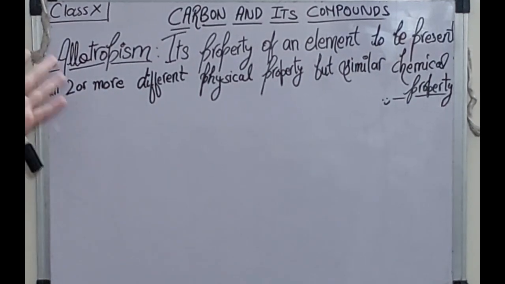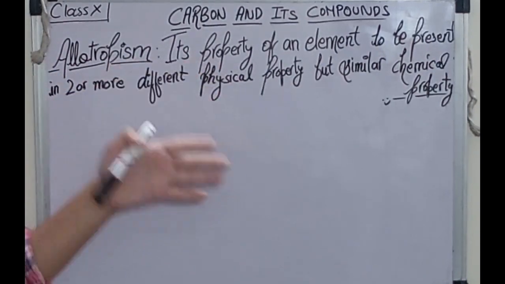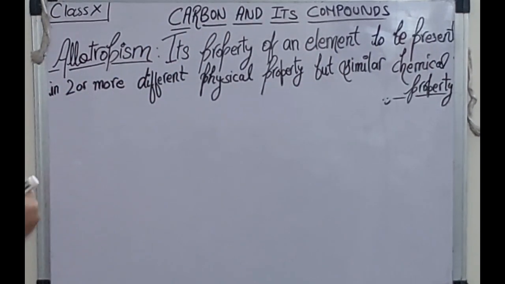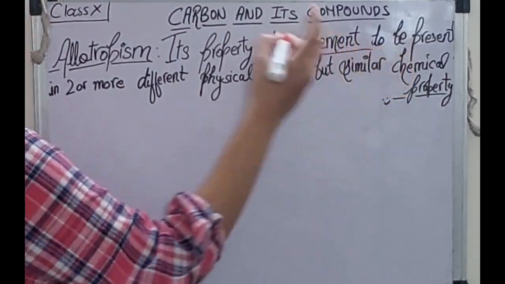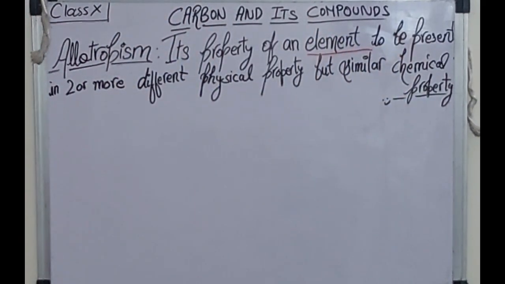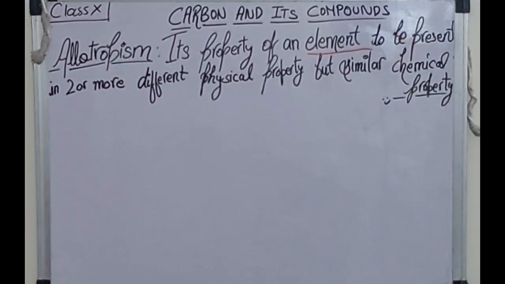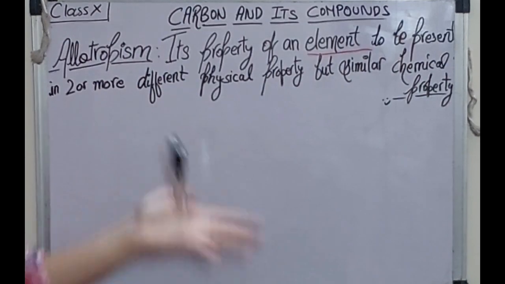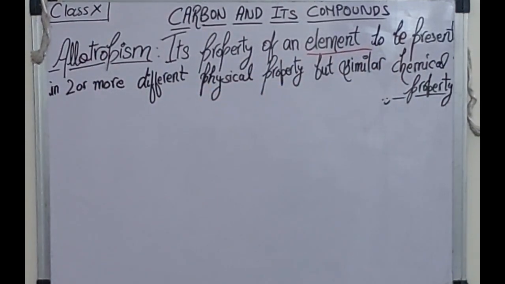Allotropism. Allotropism is basically a property of an element. Here I have used the term element, though in this chapter we are going to see the allotropes of carbon. Let us first understand what allotropism is. It's a property of an element to be present in two or more different physical properties but similar chemical properties.